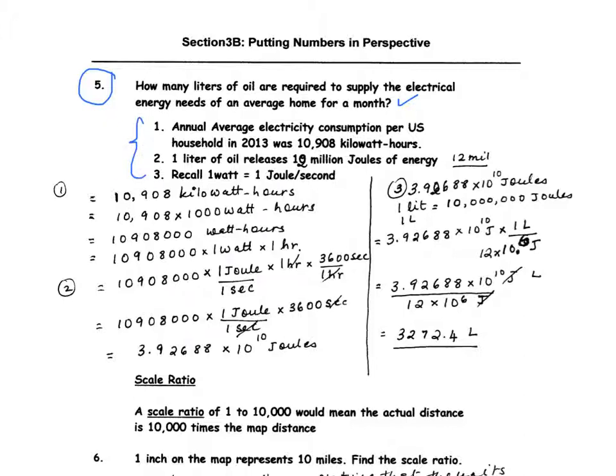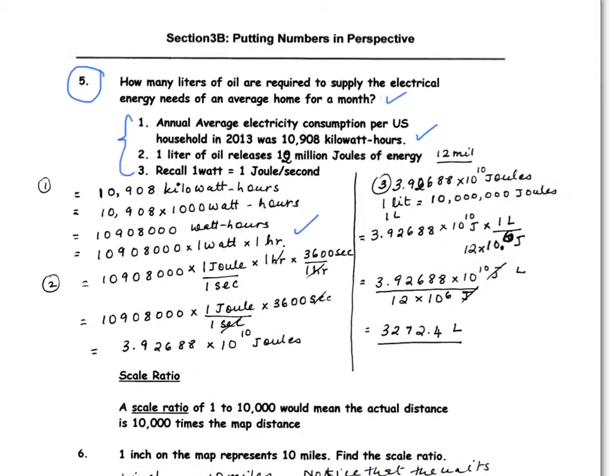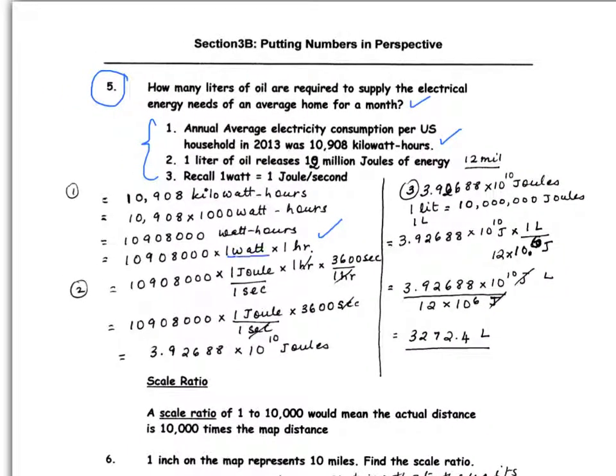The annual average electricity consumption per US household in 2013 was 10,908 kilowatt hours. We'll calculate the energy in joules, which means our first step is to convert the annual consumption from kilowatt hours to watt hours. Once we've converted kilowatt hours to watt hours, our units change to watt hours. The watts can be changed to joules per second. And once we change the hours to seconds, we can get our answer after all the units cancel in joules.